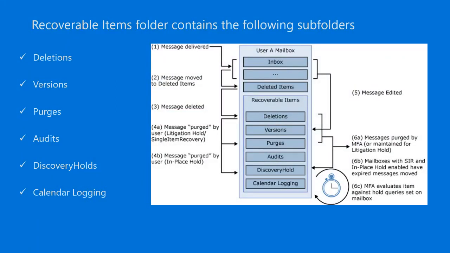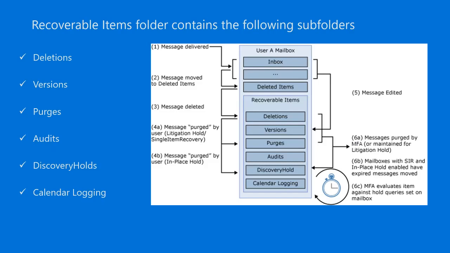Before we look into different types of holds, litigation or in-place holds, we'll first talk about the different types of dumpster folders that are available, and we'll see what folders come into the picture when we have a specific mailbox on a hold. So the first one is deletions, which is nothing but your deleted items folder and the recoverable items folder. The users have access to restore the email items themselves until the items are preserved in this specific folder.